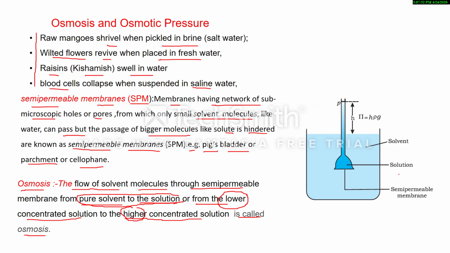Let us see this diagram. In this case, this is a beaker and this is an inverted funnel. In this inverted funnel, there is a solution, this is the semi-permeable membrane, and this is the solvent. When this is kept in the solvent, you will observe that the level of solution in this tube will increase. That is, this is the increased height of the solution in this tube. This is due to osmosis.